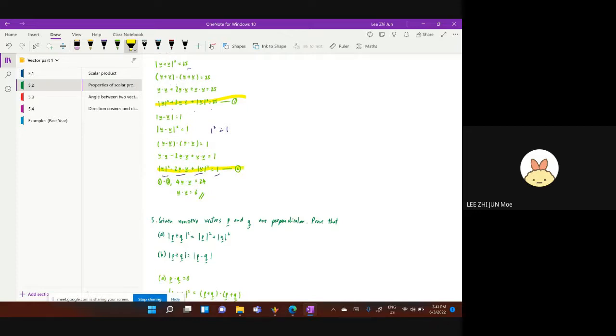Okay, so what to do? We need to clear this U squared and V squared, because we don't know their values. So for me, I use the first equation minus the second equation. The U squared and V squared cancel out, will be nothing. So 2 minus negative 2 will be 2 plus 2 equals 4. So 4 U dot V, and 25 minus 1 will become 24. So U dot V will become 6.